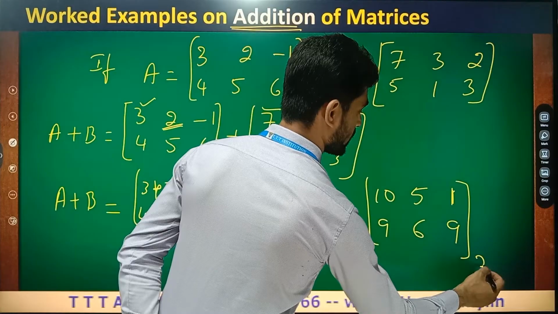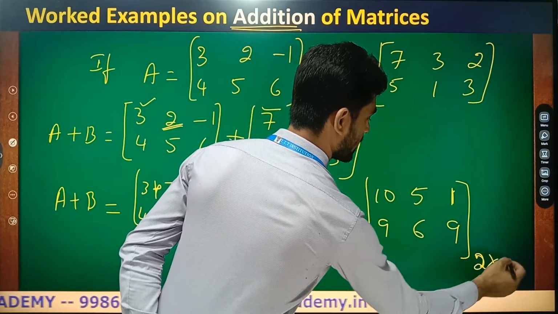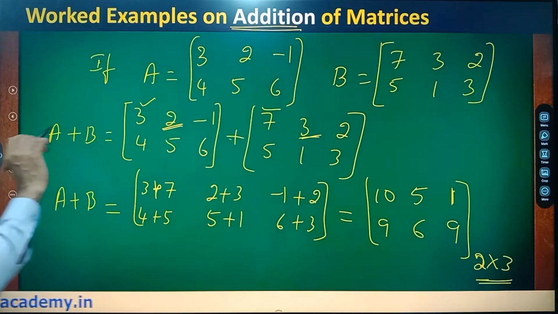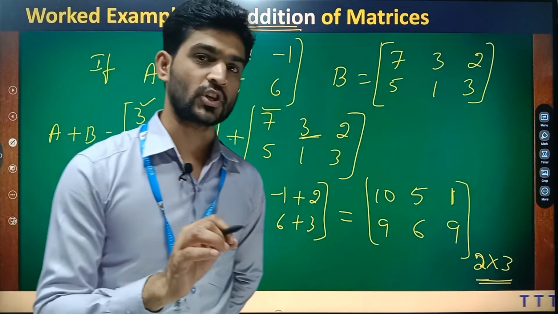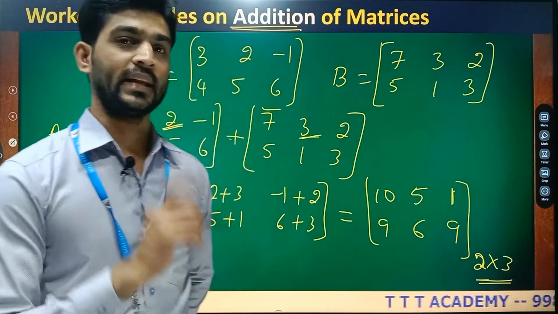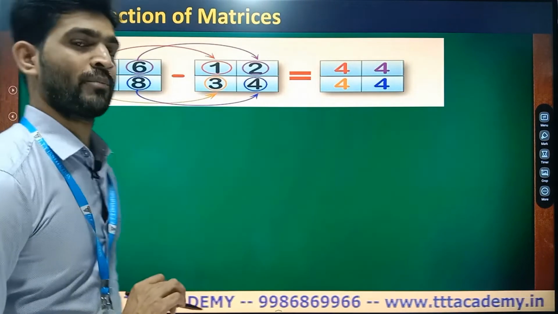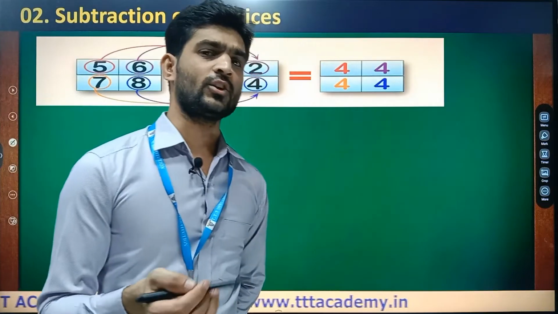The size is 2 rows into 3 columns. Okay, this is the structure and procedure of adding two matrices. Next, I am going to consider the subtraction of matrices, which is very similar to addition only.